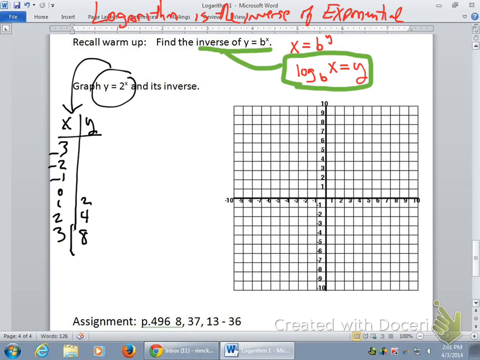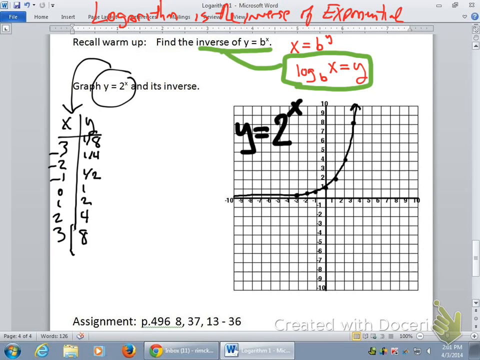2 to the 0? 1. 2 to the -1? -2. Not correct. It's 1/2. Remember, the negative in the exponent makes it into a fraction. Plus, look at your pattern. 8, 4, 2, 1, 1/2, 1/4, 1/8. So I want you to take a moment and go ahead and graph those on your paper.